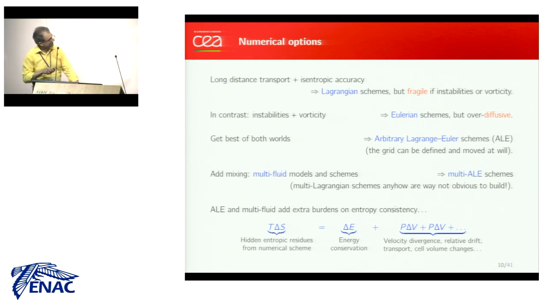And in a multi-ALE scheme, you see that the hidden entropy production from your numerical scheme is actually going to be a residue coming from the variation of energy because it's forced by energy conservation, and all the p dV contributions coming from velocity divergence, relative drift between the fluids, transport of fluid from one cell to another, cell volume changes because you're doing ALE and so on. So you have to keep track of all this at once.